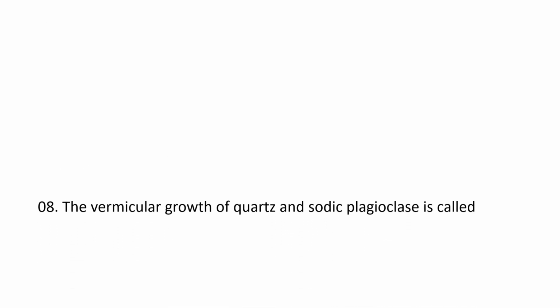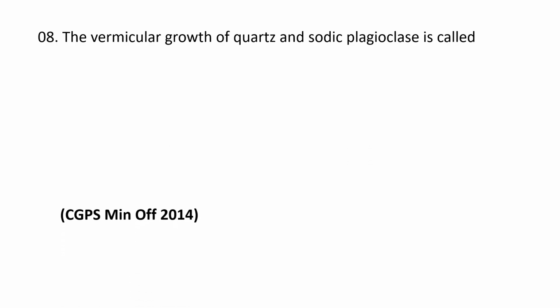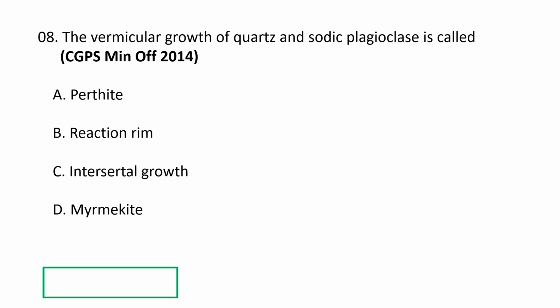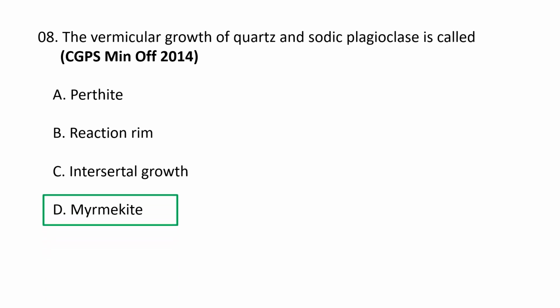Next question. The vermicular growth of quartz and sodic plagioclase is called A. Perthite, B. Reaction rim, C. Intergrowth and D. Myrmekite. So the correct option is Myrmekite. Myrmekite is a vermicular intergrowth of quartz and sodic plagioclase.